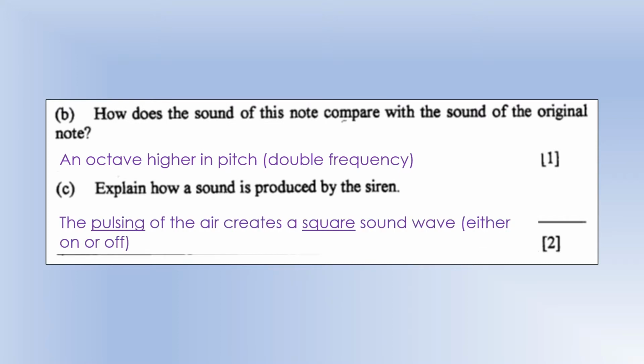How is the sound actually produced by the siren? Well, we're getting pulsing of air because when there's a gap, air is allowed through, and when there's not a gap, air is stopped. So we're getting a pulsing of the air, and that's going to produce what we call a square wave because it's either going to be on or off. We're going to get nothing in between. So we're going to get a square sound wave.